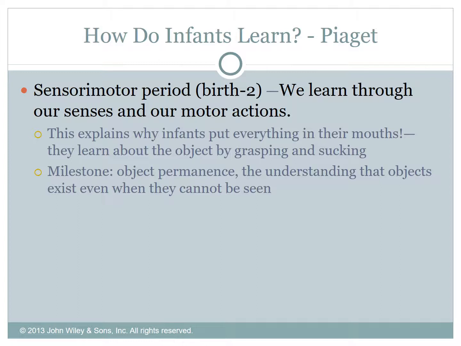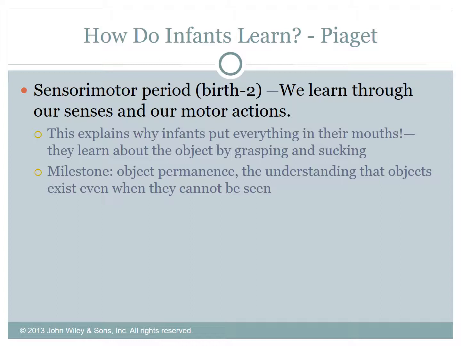Okay? This explains why we put things in our mouth. Infants put things in their mouth because the mouth has some of the most delicate sensory nerves in the human body. We learn by grasping, we learn by sucking, and we learn eventually by looking and by taking in this sensory information and by physically manipulating the world around us. This is how we work with the world around us.